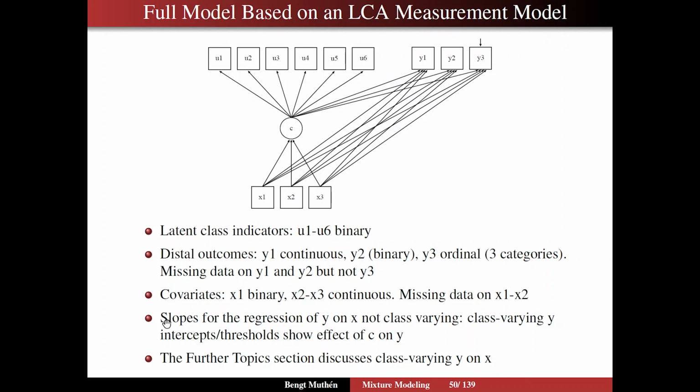And importantly here, the slopes in the regressions of Y on X are not class varying. And that's important for understanding the effect of C on Y. So the effect of C on Y is seen in the class varying Y-intercept and thresholds, but that's only the case when the regression slopes of Y on X are not class varying. In the further topic section, we discuss class varying Y on X, so class varying slopes as well, but that's not the case here now.